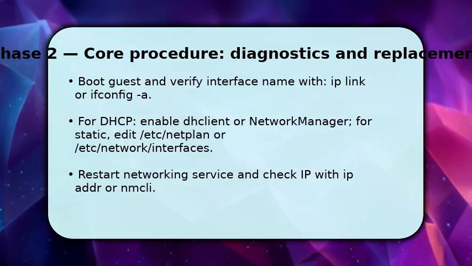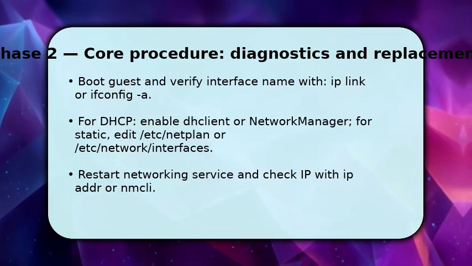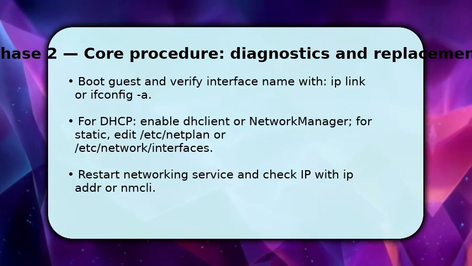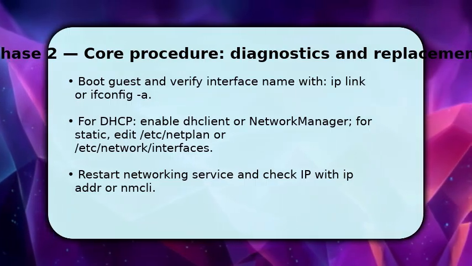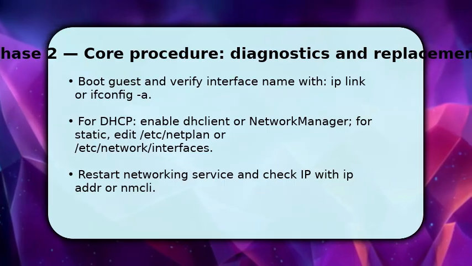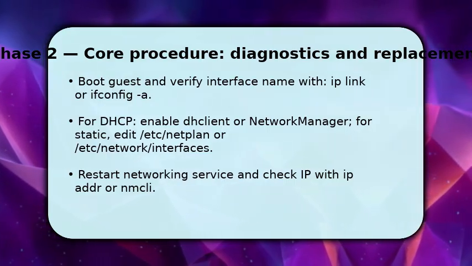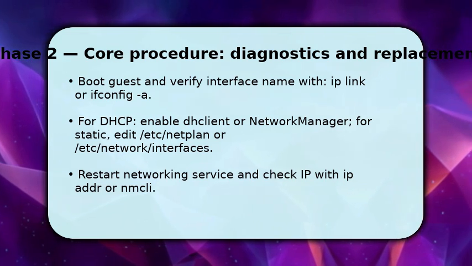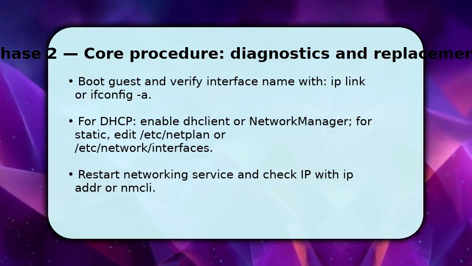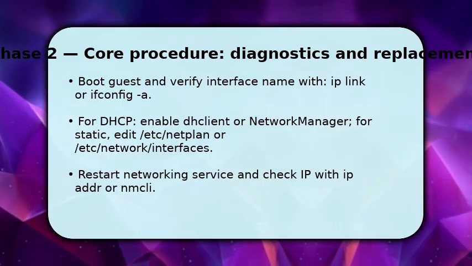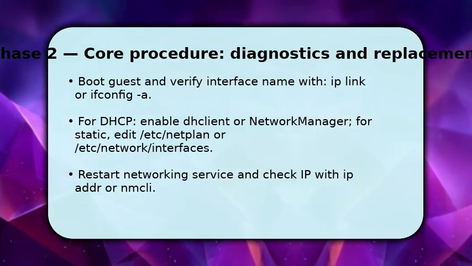If you need a static IP, edit /etc/netplan/*.yaml or /etc/network/interfaces and apply the config. Once configured, restart networking with sudo netplan apply, sudo systemctl restart NetworkManager, or sudo systemctl restart networking. These steps ensure the guest requests or sets an IP on the virtual network provided by VMware.